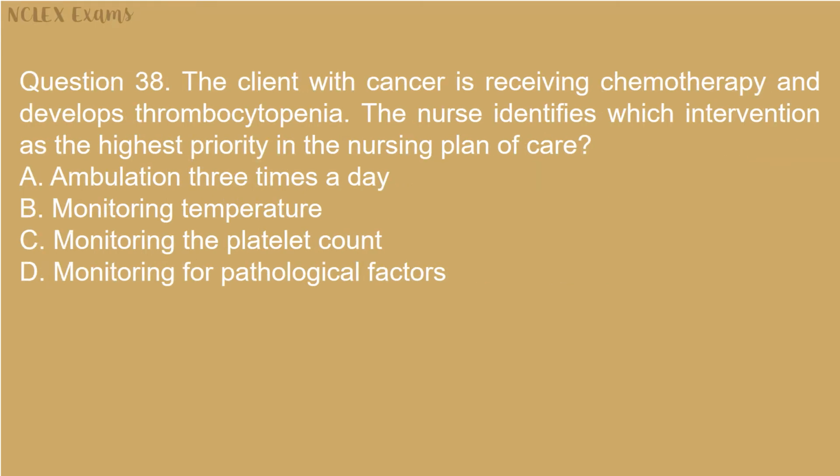Question 38. The client with cancer is receiving chemotherapy and develops thrombocytopenia. The nurse identifies which intervention as the highest priority in the nursing plan of care. A. Ambulation 3 times a day. B. Monitoring temperature. C. Monitoring the platelet count. D. Monitoring for pathological factors.